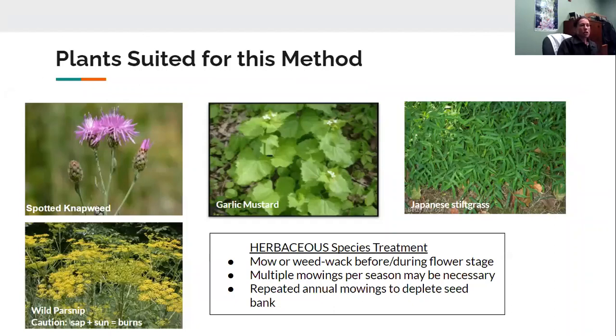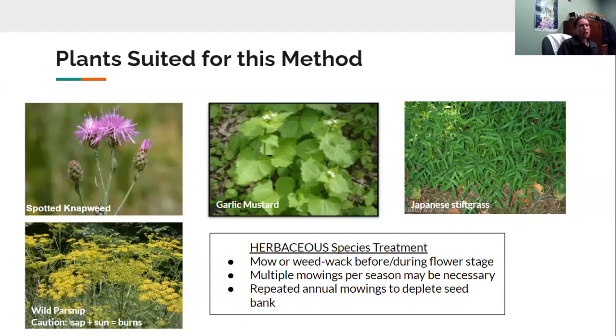And here are some herbaceous plants that are suited for this method of mowing. That includes spotted knotweed, garlic mustard, stiltgrass, and I put wild parsnip in here because I have seen wild parsnip controlled through mowing, but I also put a caution here because, as many of you may know, wild parsnip does have a sap, and if the sap gets on your skin and the sun touches your skin, it will create blisters. So I just wanted to throw a caution out there. If you're going to mow this, then I would advise that you wear long pants and a long sleeve shirt.